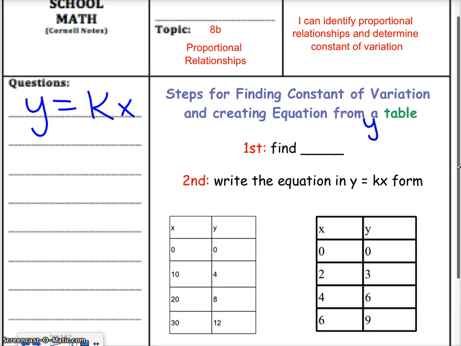Now you need to know what k is. K is always y over x. Always. So that is the heart of our lesson today. So y equals kx is what the equation should look like. You're always going to have to find k, which is that constant of variation, and it's y over x. So first you're going to find what is y over x, and then you're going to write it.